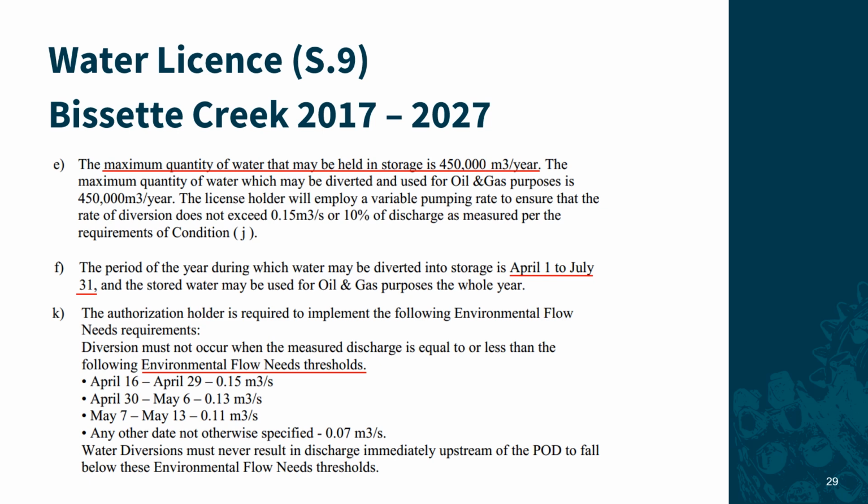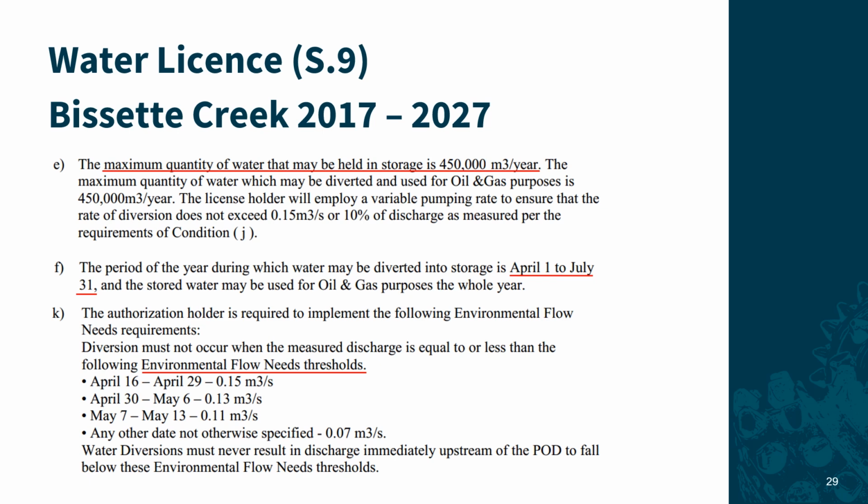This is a slightly more detailed one. Bassett Creek is a much more sensitive system with lower flows in it. And so this one broke it up to the last few weeks of April, the end of April to early May, and then the last couple weeks of May. Below that, nothing can be withdrawn, and then it also has a hard cutoff across the board of 0.07 cubic meters per second.